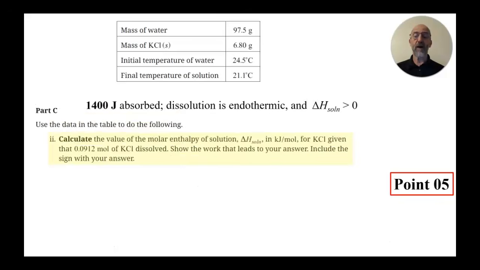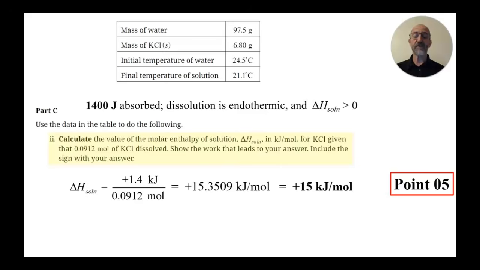Let's move on to point 5. Now we have to calculate the molar enthalpy of solution, and that would be in units of kilojoules per mole. So 1400 joules divided by 1,000 will be 1.4 kilojoules. So that's 1.4 kilojoules divided by the number of moles that we were given, which is 0.0912 moles of KCl. And so when we do that math, the positive delta H value works out to be 15 if we round off to two significant figures. So positive 15 kilojoules per mole would be for point 5.